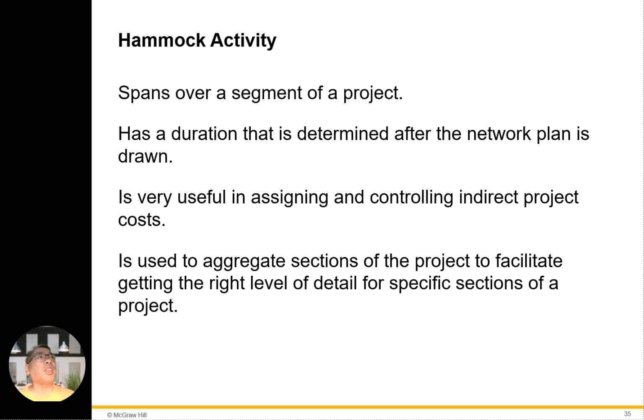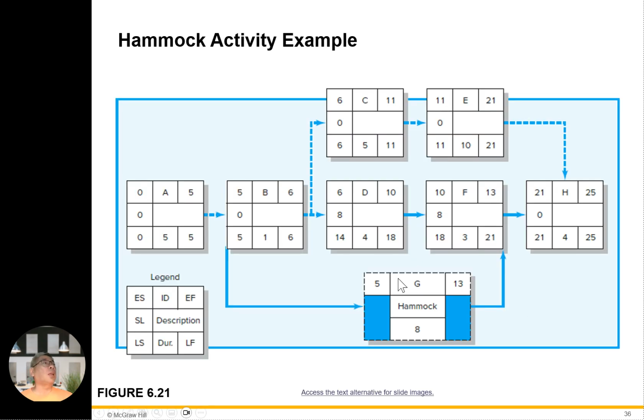A hammock activity spans over a segment of the project and has a duration that is determined after the network is drawn. It is very useful in assigning and controlling the right project costs. We use the aggregate section of the project to facilitate getting the right level of detail for a specific section of the project. This hammock here is the hammock activities. So that's the key part in terms of the hammocks. It gives you a legend, the detail of the legend.